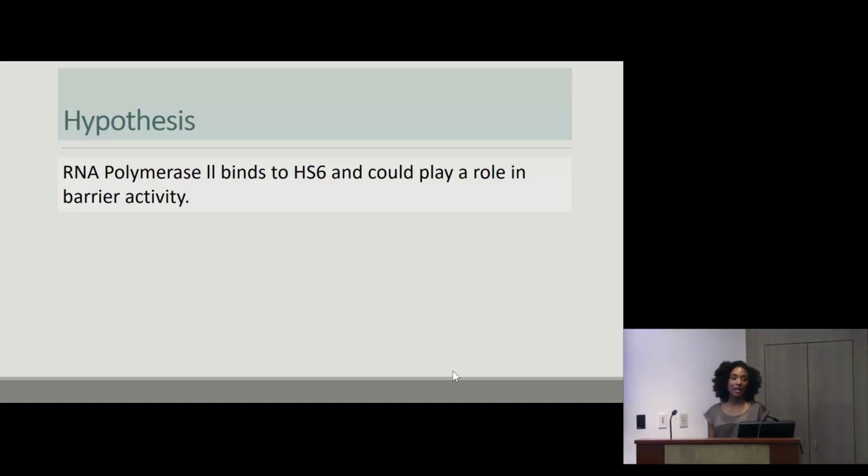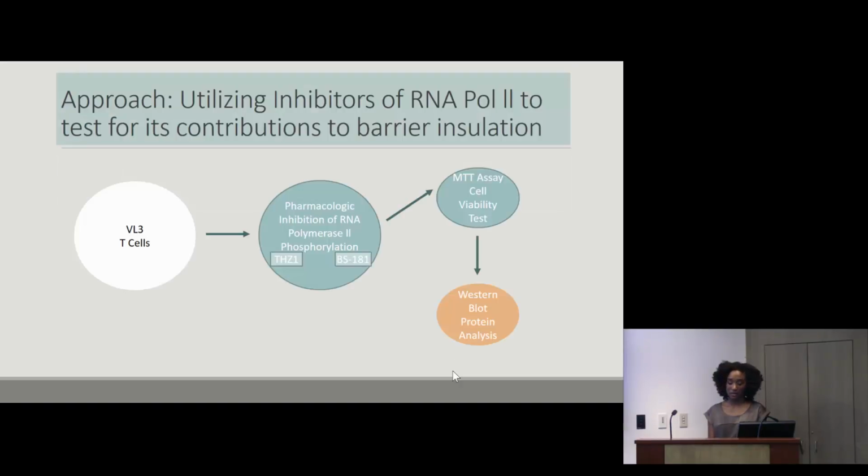So in order to understand what it's doing and whether or not it has anything to do with this barrier activity, first we identified a cell line that we could work with, which was the VL3s or T cells. And then from there, we identified inhibitors that would prevent RNA polymerase II from phosphorylating, because the particular RNA polymerase II that we're looking at is phosphorylated. So if you prevent the phosphorylation, then you prevent the activity of that particular RNA polymerase II. THZ1 and BS-181 were the two inhibitors that we used in our experiment.